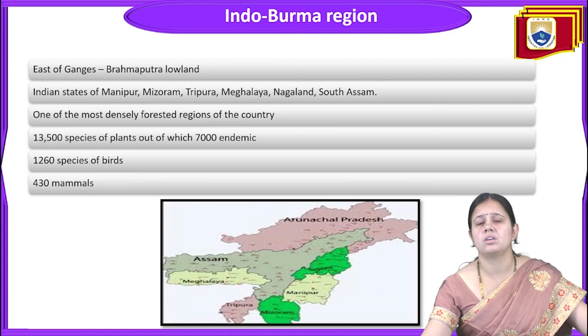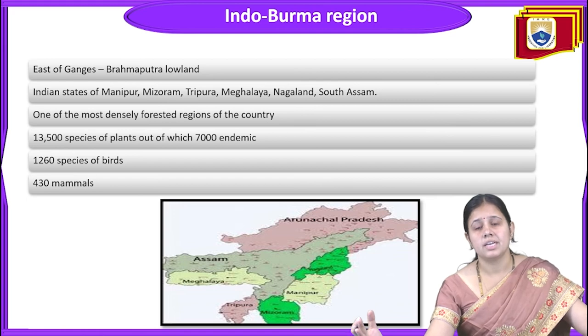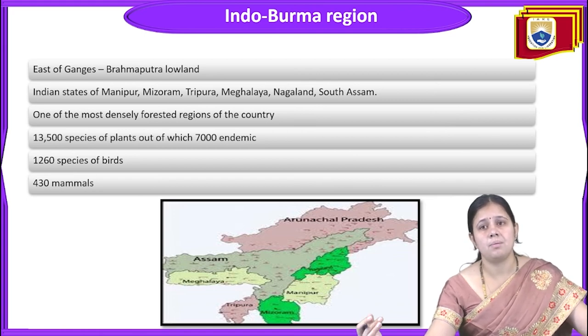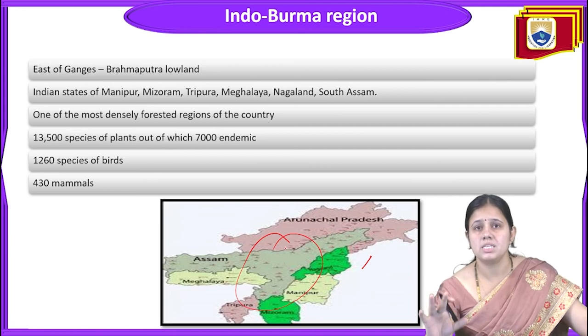Now comes the next hotspot, that is the Indo-Burma region. The Indo-Burma region hotspot is the region of India in the states of Arunachal Pradesh, Assam, Meghalaya, Manipur, Mizoram, Tripura. You can see in the map, this area is the Indo-Burma region. This covers the east of the Ganges region, Ganga and Brahmaputra.